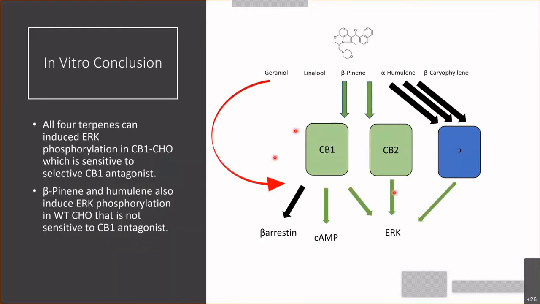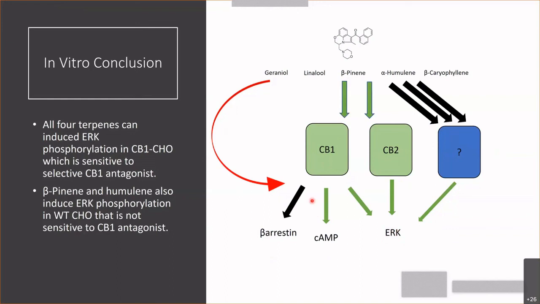And so this is the conclusion of our in vitro studies. First of all, terpenes engage the cannabinoid 1 and the cannabinoid 2. Some terpenes, alpha-humulene, beta-caryophyllene, and beta-pinene, engage something else that's present in these CHO cells. We don't yet know what that is, but they're engaging CB1, CB2, and other receptor systems of some sort to result in ERK MAP kinase stimulation. And at least at the CB1, this can be blocked with a selective antagonist, suggesting that it's a true agonist type effect. We also looked at arrestin and cyclic AMP outcomes, which showed the same thing.